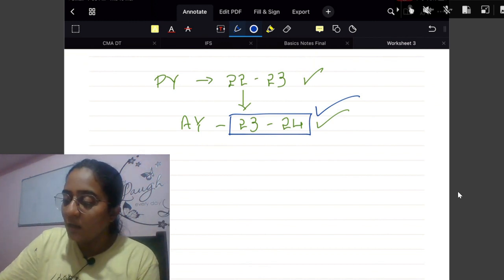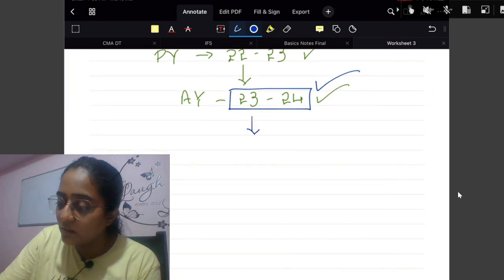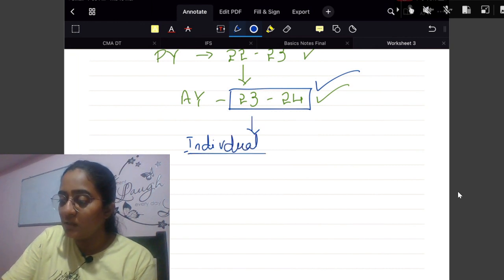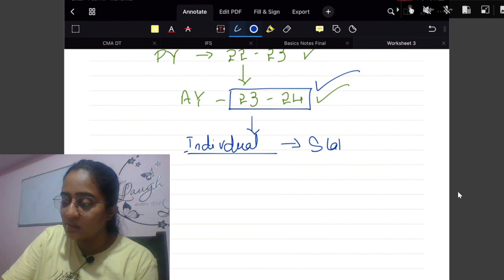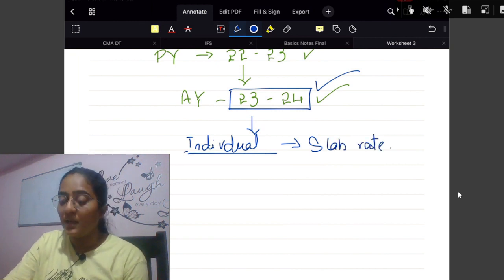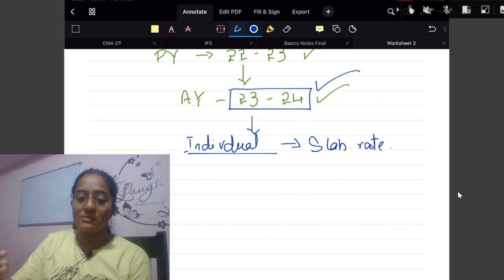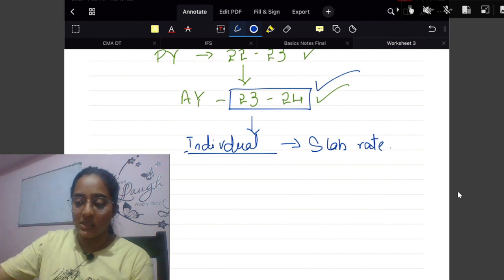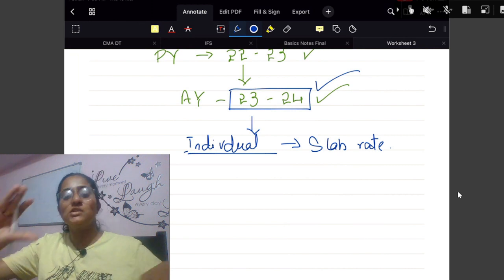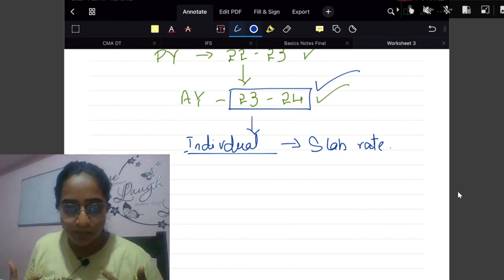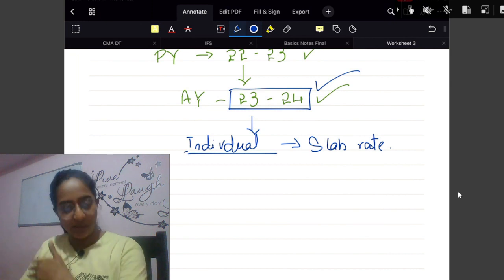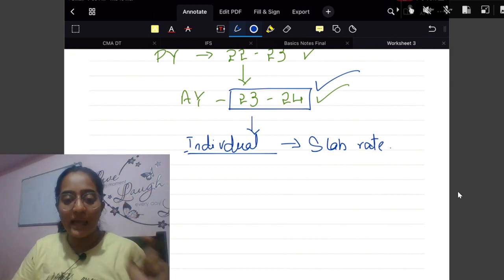Now, let's try to understand the slab rate for an individual. Whatever I record now, I am writing specifically for the individual, because there is an exemption limit which varies based on age. So let's keep it very simple for the individual. Who is an individual? You, me, the person sitting next to you. All these people will be considered as individuals.